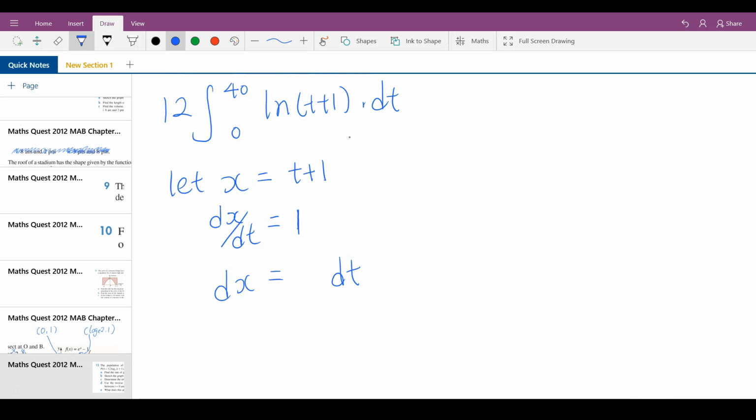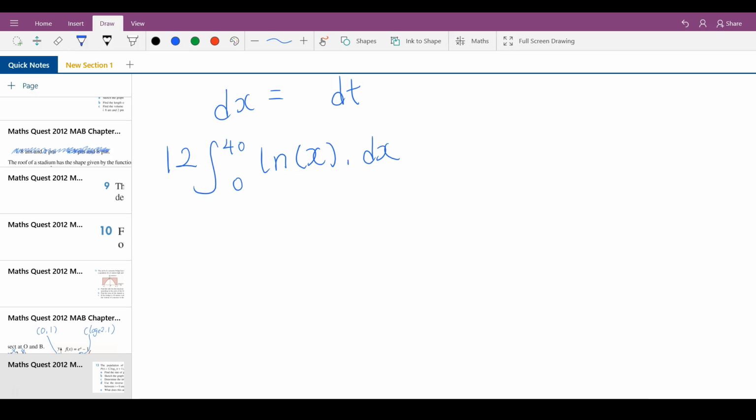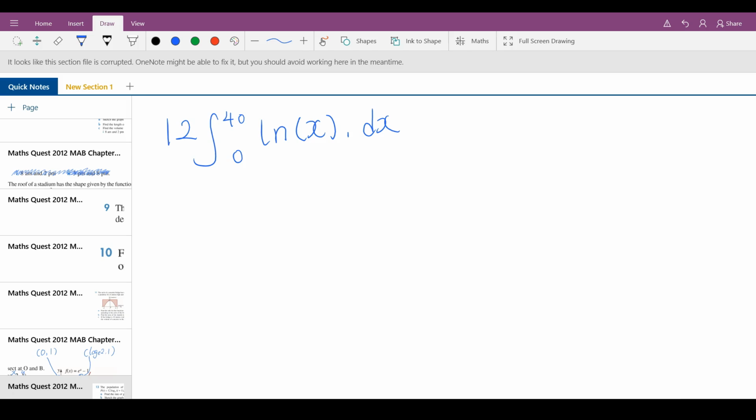Now this step is very crucial. Our function becomes 12 times the integral from 0 to 40 of ln x, because t plus 1 is x, and dt is equal to dx. Okay, dokie. Now I'm going to use a method called integration by parts. It is especially used to help you integrate when the function is something times something.